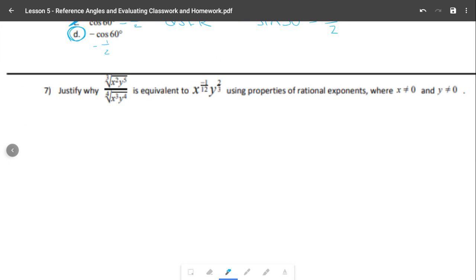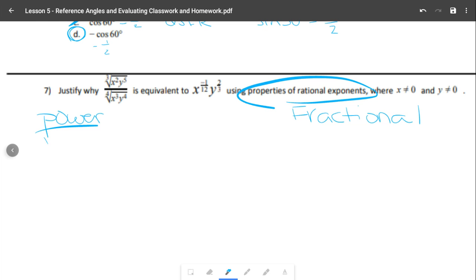Last question. Justify why this fraction is equivalent to x to the negative 1/12, y to the 2/3, using properties of rational exponents. Rational, remember, means fractional. So with radicals, that means we are doing power over root. So up on top, x has a power of 2. The root is 3. The y has a power of 5. The root is 3. In the denominator, x has a power of 3 with a root of 4. And y has a power of 4 with a root of 4.